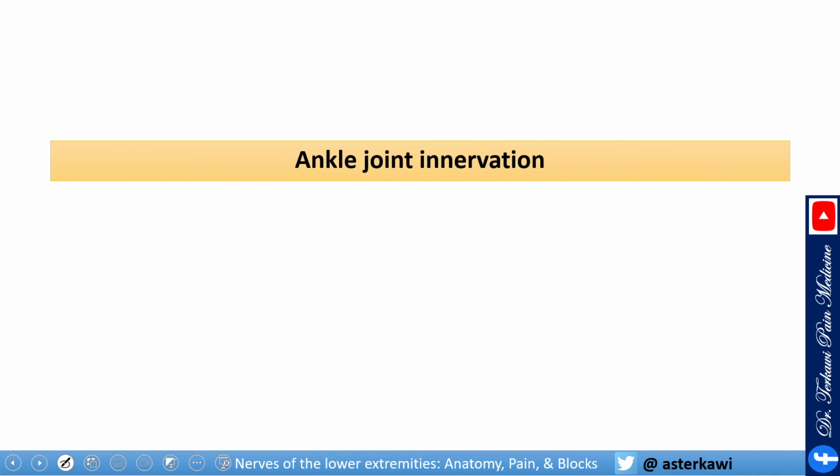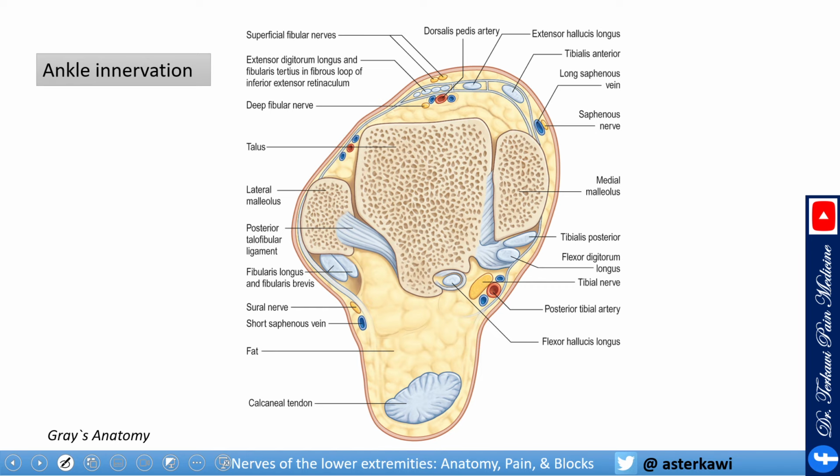And finally, we'll wrap up and talk about the ankle joint innervation. So the ankle joint, this is looking from above. So this is the Achilles tendon. This is the talus, right? And here, if you look, this is the medial malleolus, and this is the lateral malleolus. So behind the lateral malleolus, you have the sural nerve running with the short saphenous vein. Behind the medial malleolus, you have the tibial nerve.